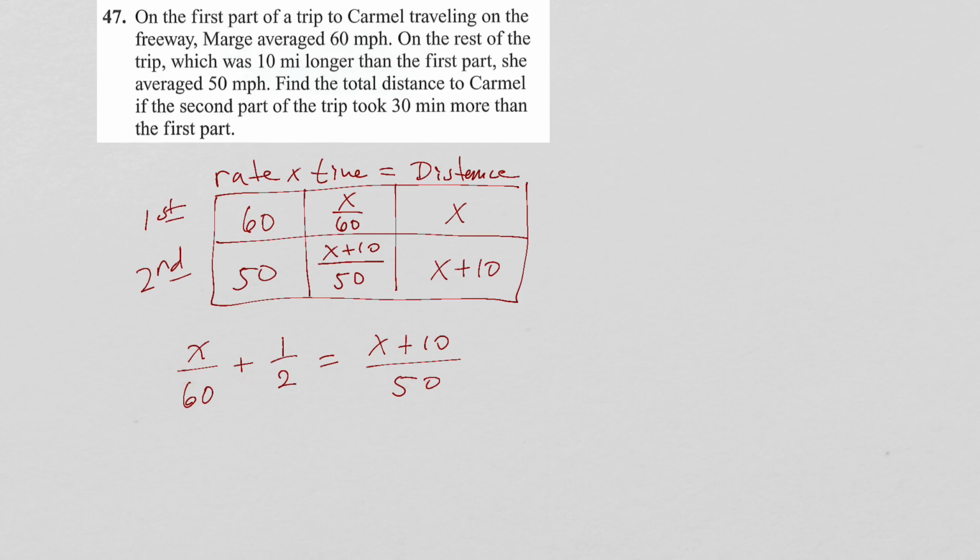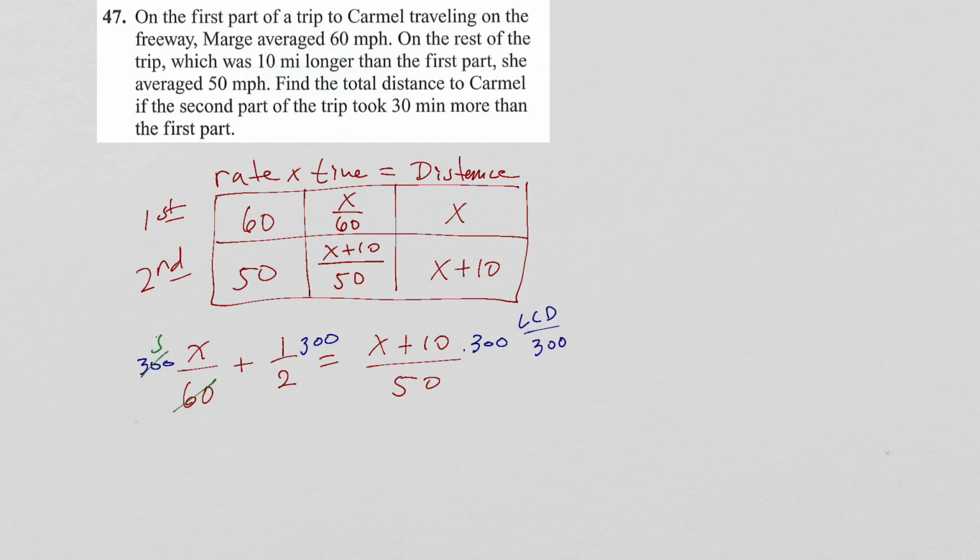The first thing I'm going to do is figure out my LCD. My LCD is 300x. Oh, not x, just 300. Okay? So I'm going to take this and multiply by 300. I'll take this and multiply by 300. And I'll take this and multiply by 300. And then what's going to happen is I'm going to cancel.